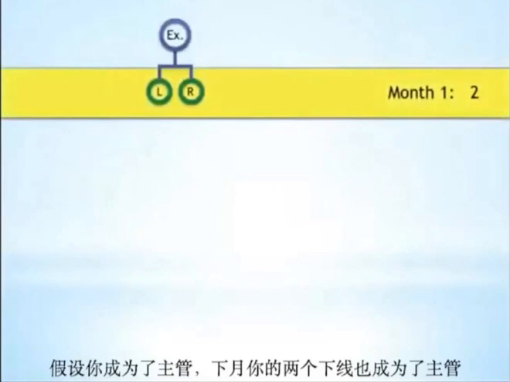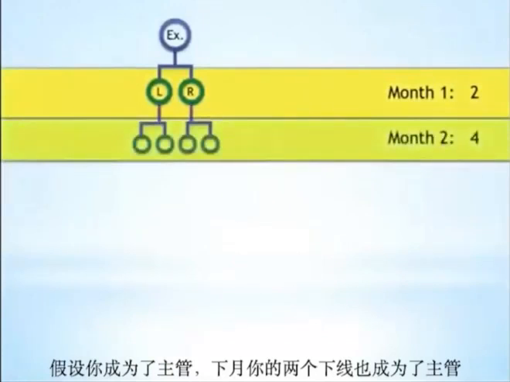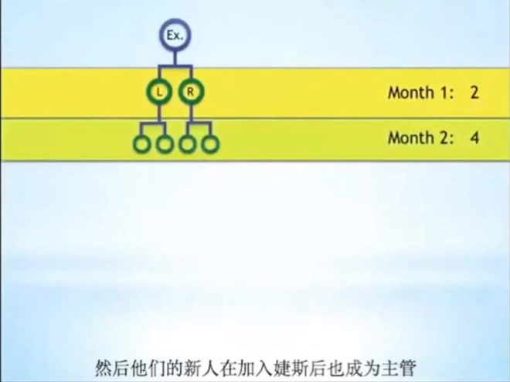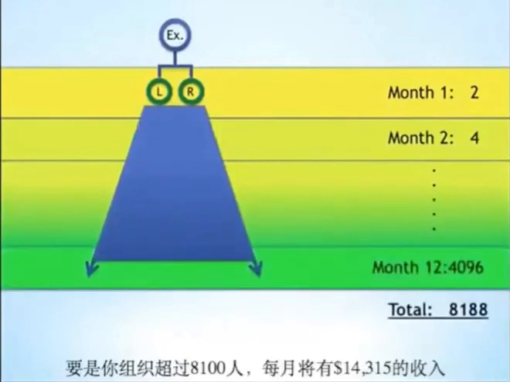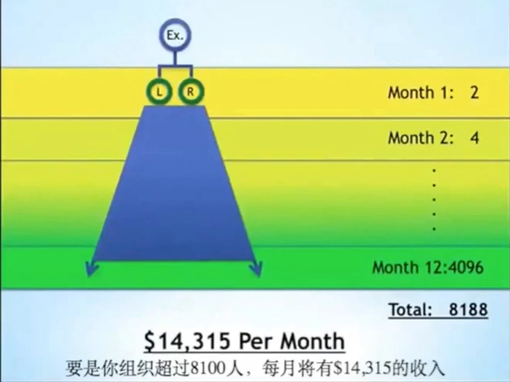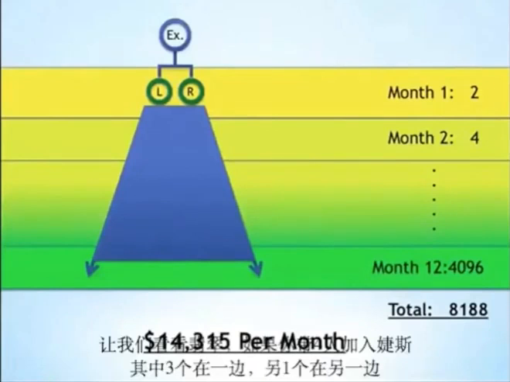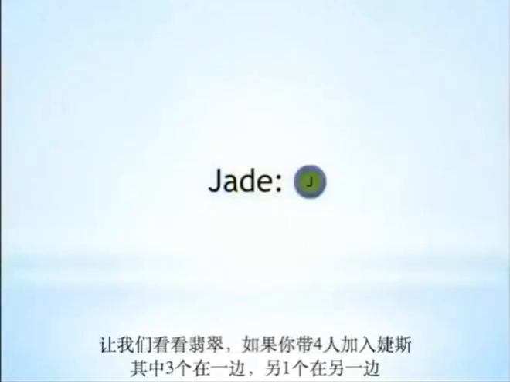Let's say you become an executive, and the following month, each of your 2 people get 2 distributors to become executives themselves. And then each new person in the group becomes an executive the month after they came in. At the end of just 1 year, you'd have an organization with over 8,100 people that would be generating $14,315 a month. Let's look at Jade.